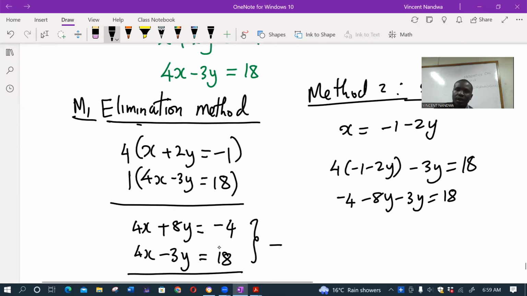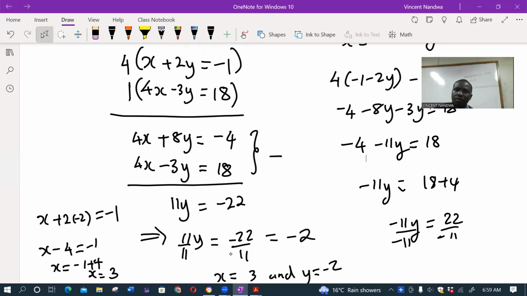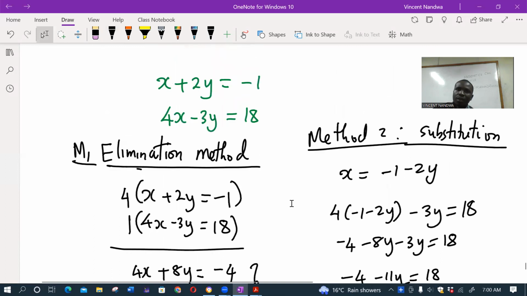Collect like terms. So I'll have minus 4 minus 8 minus 3 is minus 11y, and this is 18. So I'll have minus 11y equals 18 plus 4, minus 11y equals 22. So divide through by minus 11, by minus 11. So y will be minus 2. Now, when you have y as minus 2, it means that x will be minus 1 minus 2 into minus 2, which is minus 1 plus 4, and you get 3.